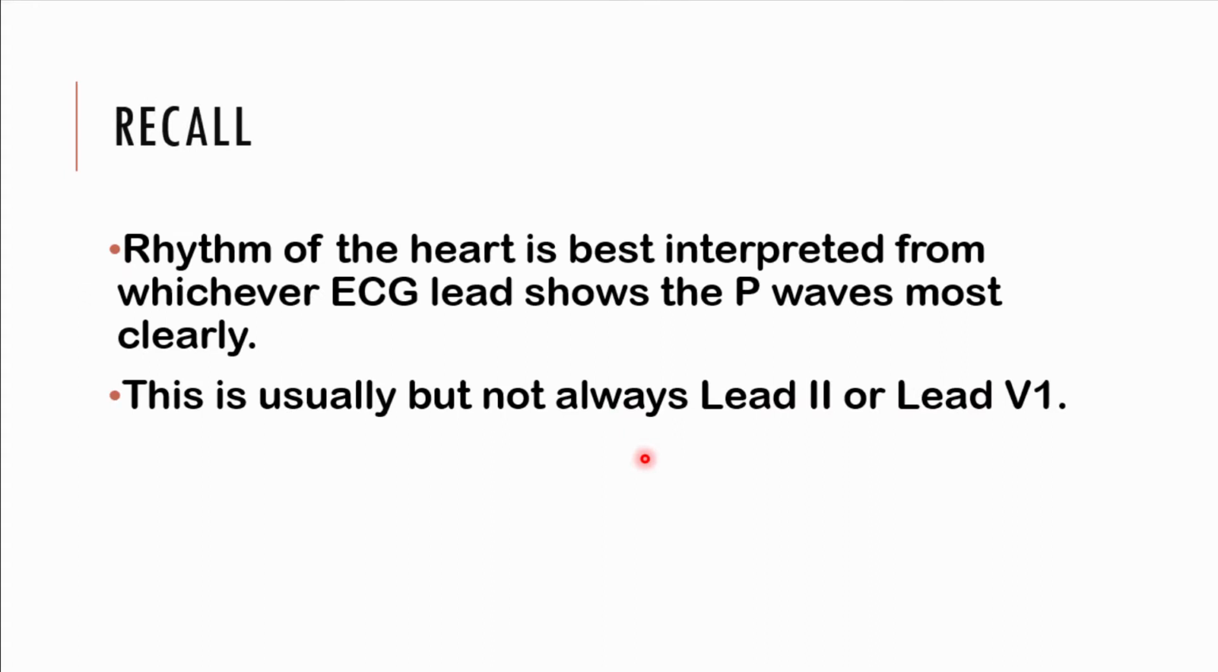So remember that for us to actually determine the rhythm of the heart, it's best that we look at the lead which shows the P waves that are very clear. So most of the times it's lead 2 or lead V1, because the P waves are very clear there. So please, when you're assessing the rhythm, look at the rhythm strip for lead 2 or lead V1. But sometimes this is not always the case, but in most cases we usually focus on lead 2. That's why you have been seeing that most of the examples I have been giving you are based on lead 2.